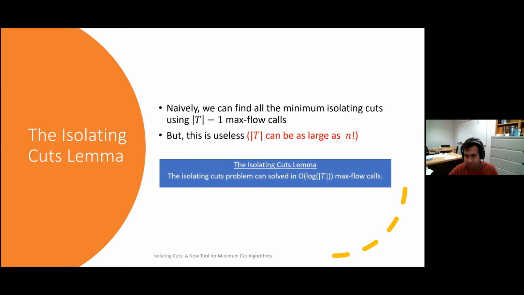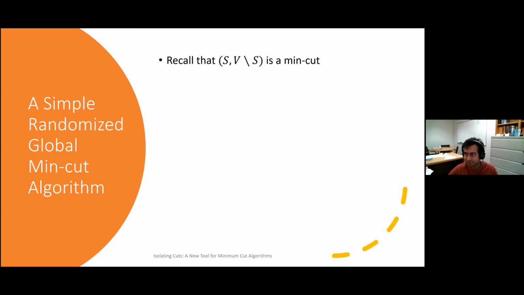Okay, so our main lemma is that we can solve the isolating cuts problem in log T max flow calls. Contrast this with T max flow calls, which is the naive algorithm; we are going to exponentially improve this. So I'm going to show you how to prove this lemma, the algorithm that proves this. But before I do that, let's look at a simple randomized algorithm that this lemma immediately implies. This is something I've already sketched to some extent, but let me put this down on a slide and go over it one more time.